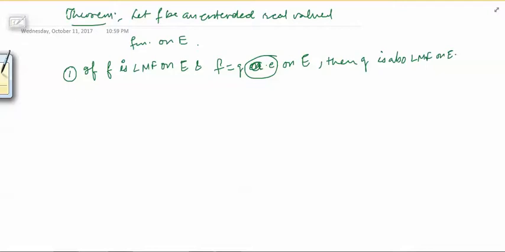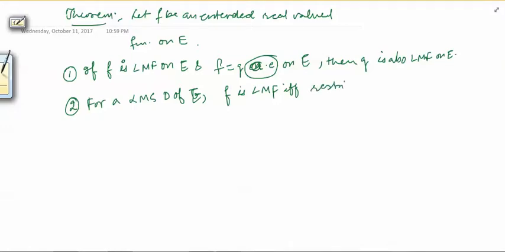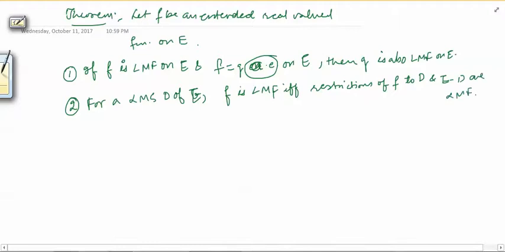Okay, and the next part of the theorem says that for a measurable subset D of E, f is a Lebesgue measurable function if and only if the restrictions of f to D and E minus D are Lebesgue measurable functions. So let us prove this thing. Okay, so let us look at the first part.